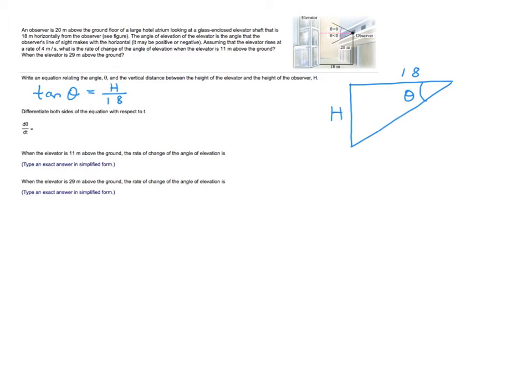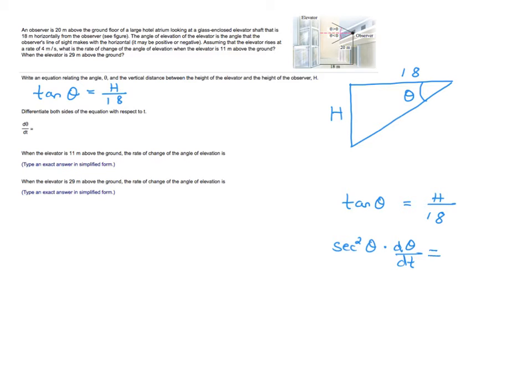Now, we need to know the rate at which theta is changing, so that means we have to differentiate this equation. All right, let's do that off to the side here. Let's copy this down again. We know that tangent of theta is equal to h over 18. If I take the derivative of tangent, I know that goes to secant squared of theta, but I have to multiply by d theta dt because theta is within the function tangent. So that comes out by the chain rule.